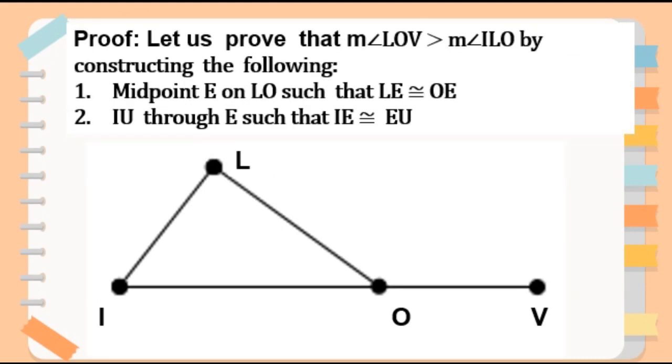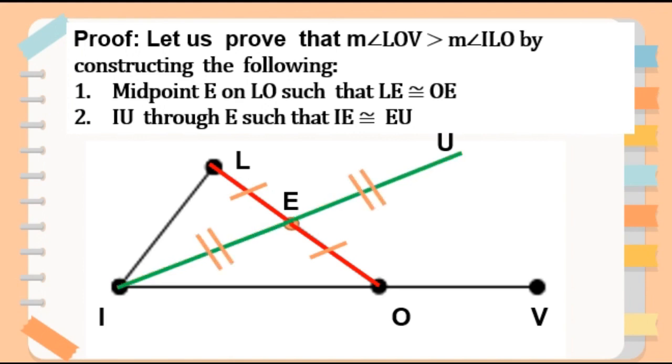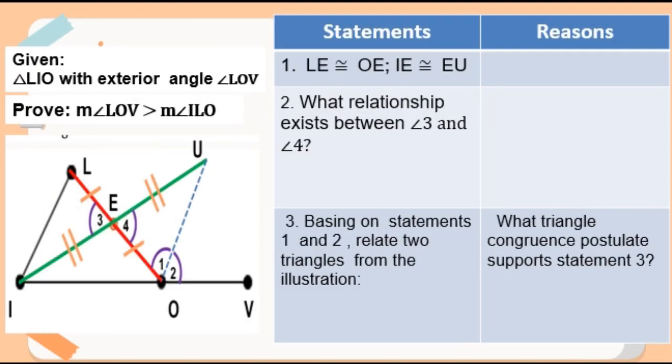Proof. Let us prove that the measure of angle LOV is greater than the measure of angle ILO by constructing the following. First, midpoint E on LO such that LE is congruent to OE. Second, IU through E such that IE is congruent to EU. Now let's prove it using the two-column proof. First statement, LE is congruent to OE and IE is congruent to EU. What is the reason? By construction.